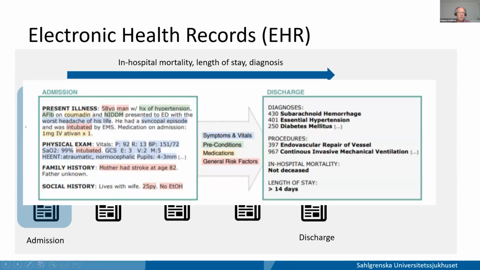In the admission text, this is an example from an American electronic health record. So it's not identical to what we are dealing with, but you can see that there are general risk factors and preconditions available in here. There are also medications, some symptoms and vitals. So there is a lot of information available in the free text that could be used to do these predictions that we would like to explore.